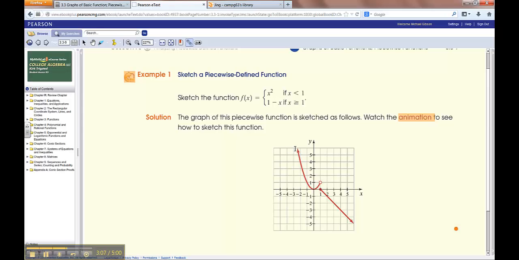And so what you do is you get the part of y equals x squared that falls where x is less than 1. And then where x is greater than or equal to 1, you get the other function, 1 minus x, you graph that one. And both pieces are on the same graph. Okay?